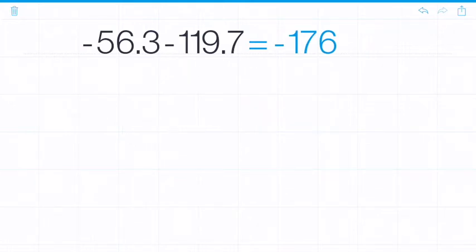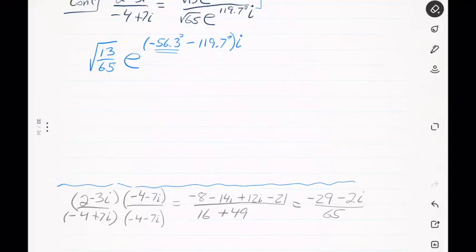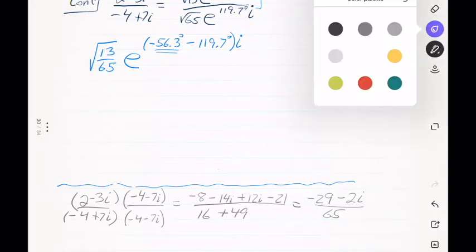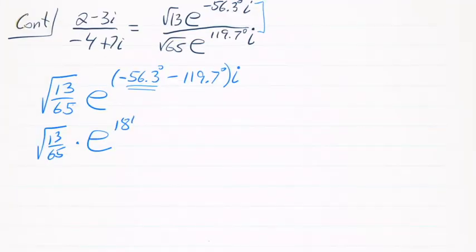And if we want to make that positive, we would just give it a full rotation. So I would add on 360. And it just makes the number look a little bit nicer, 184 degrees. So then this becomes the square root of 13 over 65 times e to the 184 degrees i. And then we would expand that out into trig form.